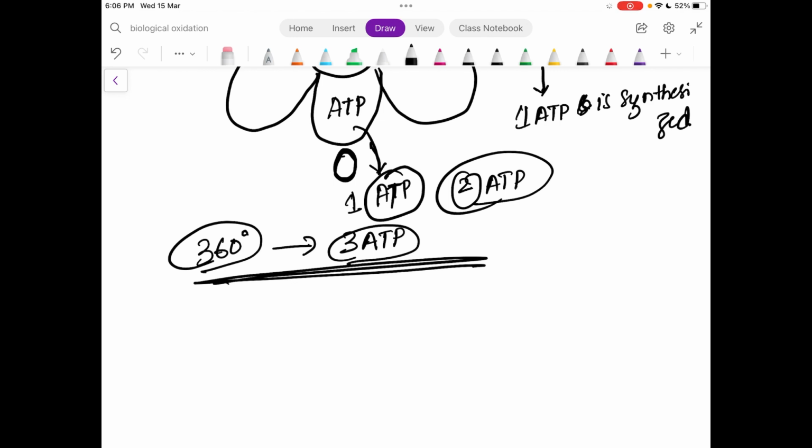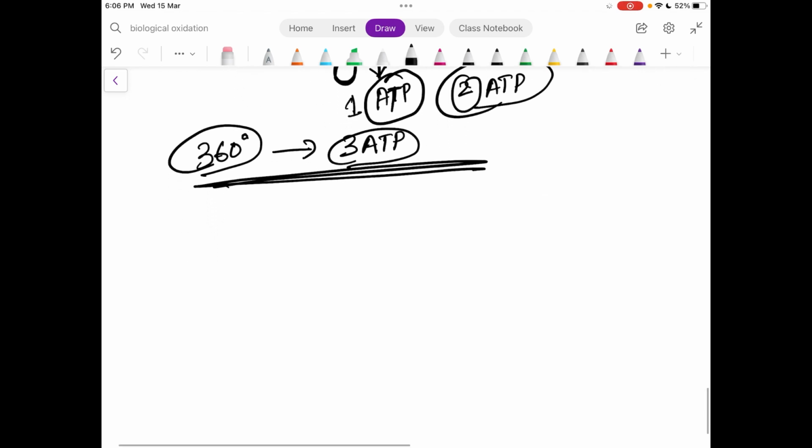This release of ATP occurs with the help of proton movement through the C subunit of F0, which causes rotation of the gamma subunit, and this rotation of the gamma subunit will cause conformational changes in the beta subunit. ATP synthesis will occur in the beta subunit, and there will be release of ATP from the beta subunit, which will be in the open conformation. This is how ATP is synthesized and released from the ATP synthase complex.